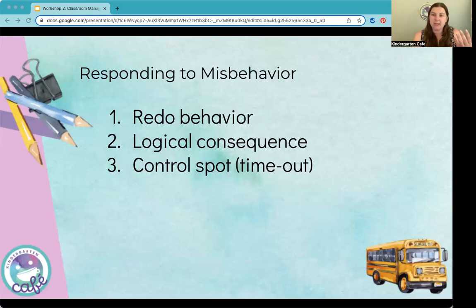If the behavior keeps happening, then I would consider a timeout, not like go to timeout, but just take a break. So what I would say is go to the control spot, which is what I call my calm down corner. It's where you go to get your body in control. I have a whole blog post on how to set it up if you're interested, and we'll talk more about the calm corner in the social emotional workshop. But I'll use a neutral facial expression. I'm trying not to be judgmental. I have a calm tone of voice, and I'll just say, it looks like your body needs to take a break. Go get your body in control. Go to the control spot. Or even more simply, control spot.